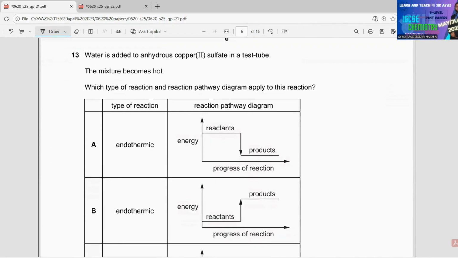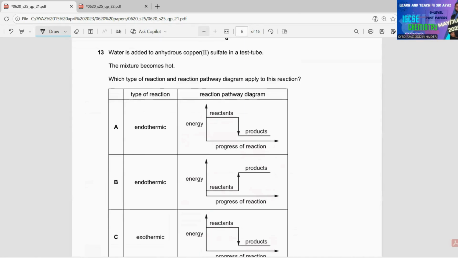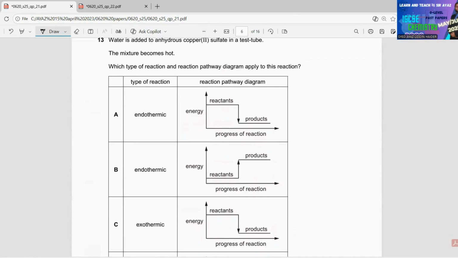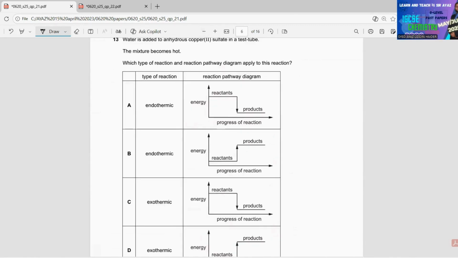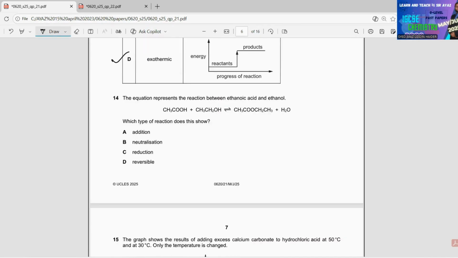13. Water is added to anhydrous copper 2 sulfate in a test tube. The mixture becomes hot. Which type of reaction and reaction pathway diagram apply to this reaction? Now, anhydrous copper 2 sulfate. So when water is added, it's becoming hot, which means that it's releasing heat to the surroundings. So either C is correct or D is correct. And in the exothermic reaction, we know that product will be at lower energy state than the reactant. C must be the right answer in this case. No need to check D.